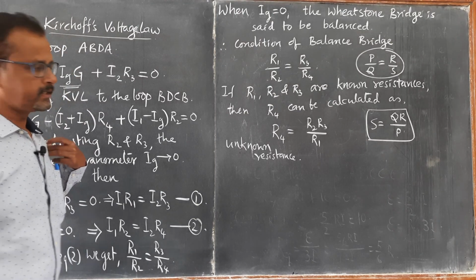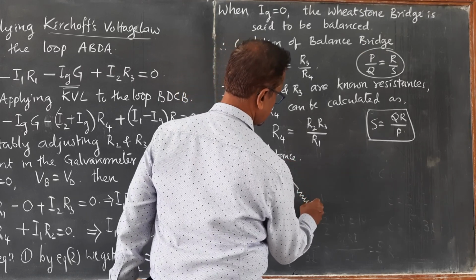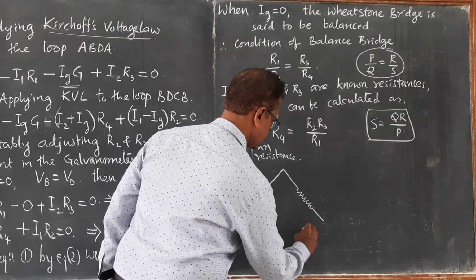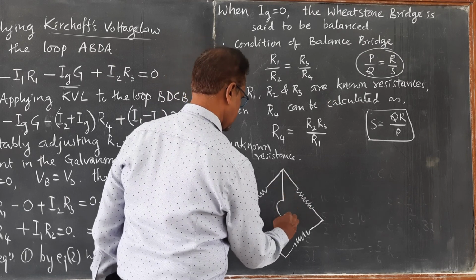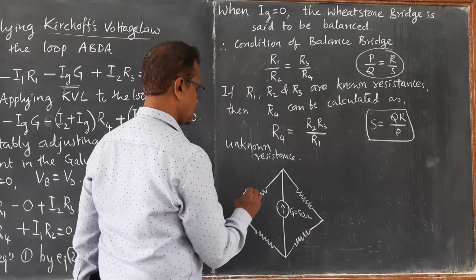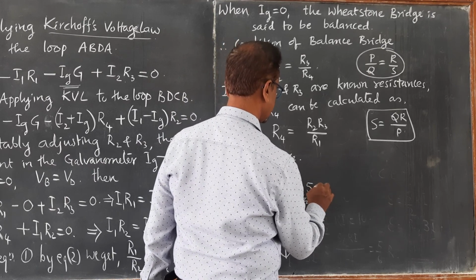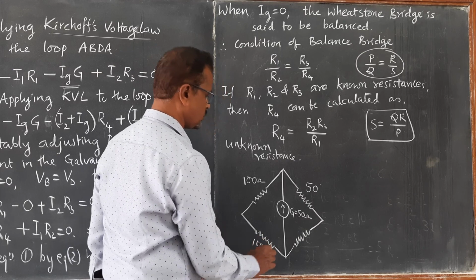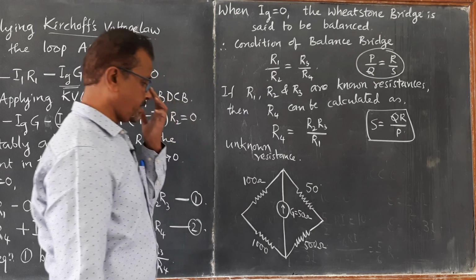Now let me quickly take one particular example. Suppose there is a network of resistors taken along a rectangular arm with a galvanometer resistance G equal to 50 ohm, and the resistances here are 100 ohm, 50 ohm, and here 1000 ohm and 500 ohm.